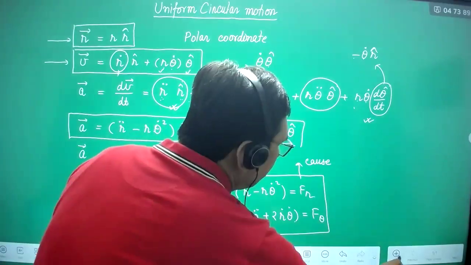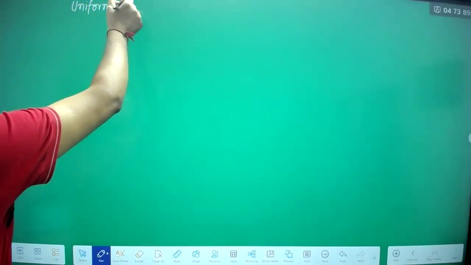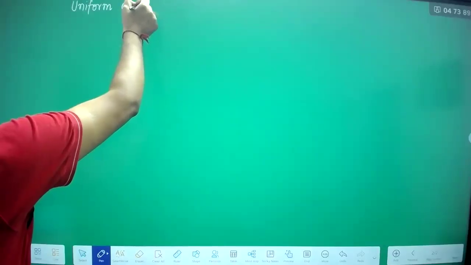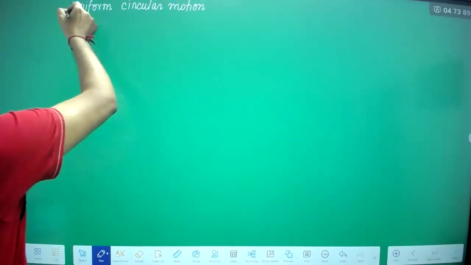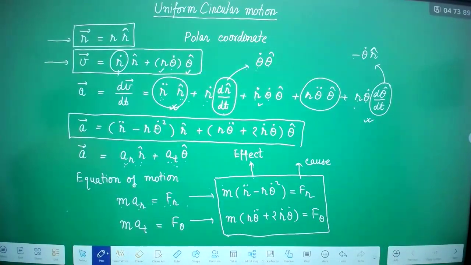Now, come to this uniform circular motion as an example. Can you show the previous slide? Previous slide, can you? Okay. Next is uniform circular motion. Okay, thank you, sir.